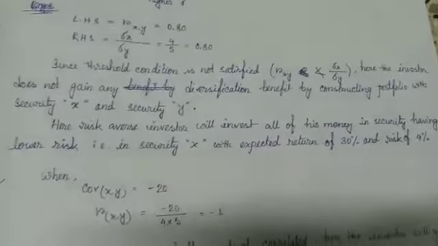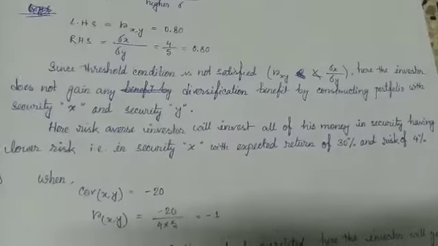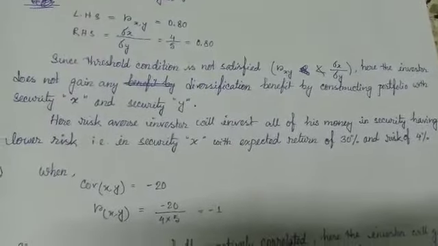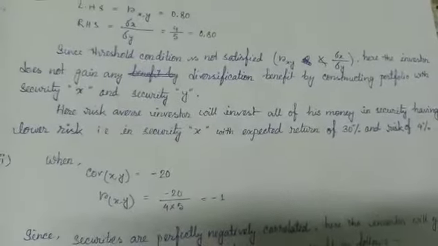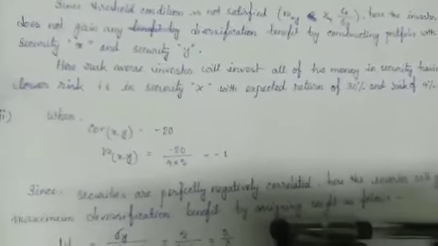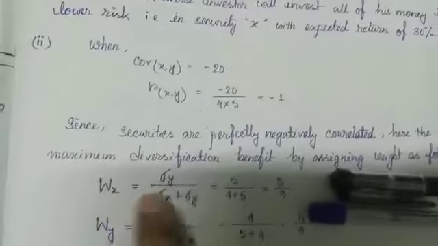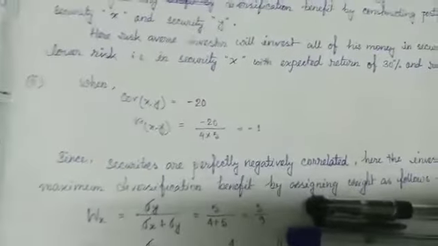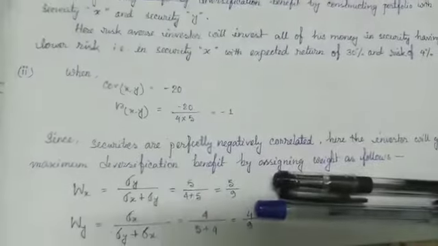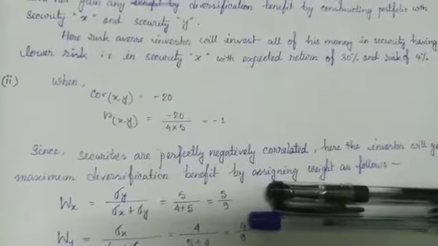But for getting the benefit of minimization of risk to 0, the weight to be taken for security X will be sigma y divided by sigma x plus sigma y, and the weight for security Y will be sigma x divided by sigma x plus sigma y.